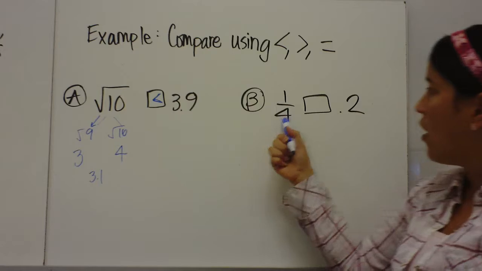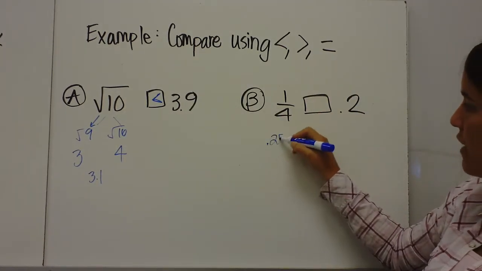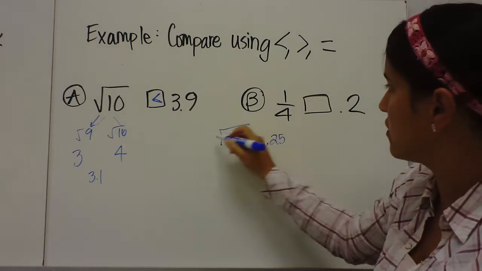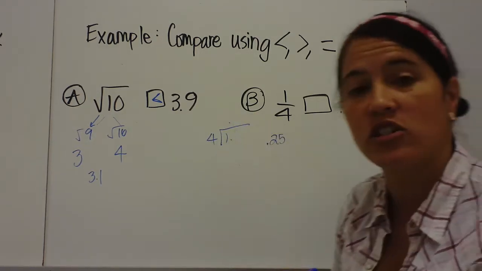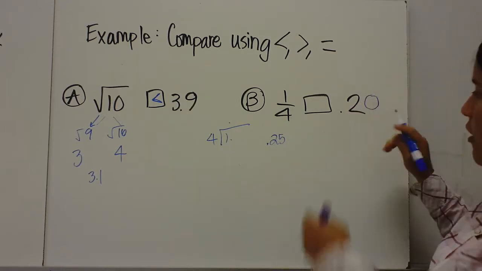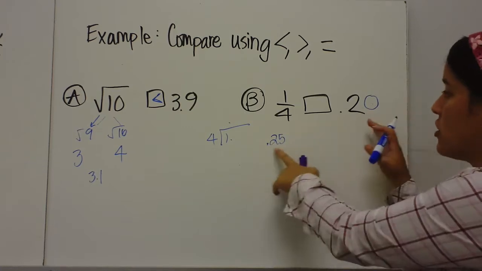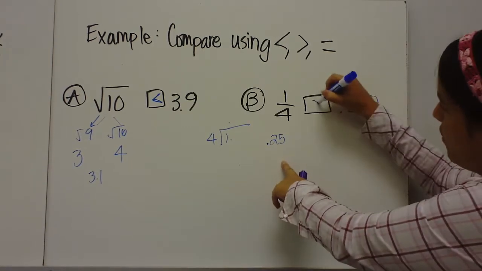Let's do another one. 1/4 and 0.2. 1/4 I know is going to be 0.25. So you can change it to a decimal. And then this is 0.2, add a 0 if that helps you. And now I know that 0.25 is larger than 0.2.